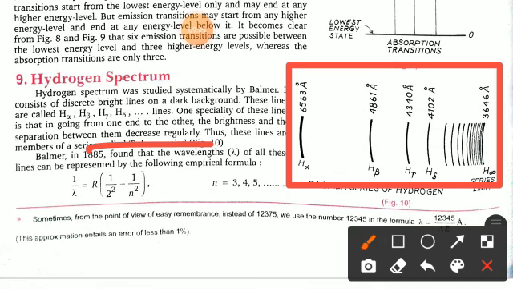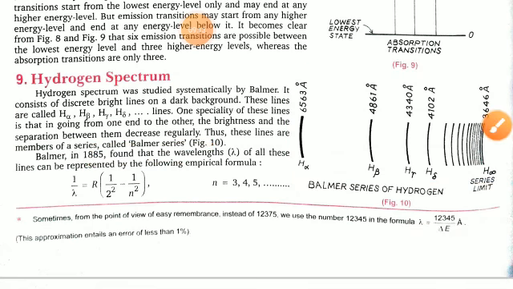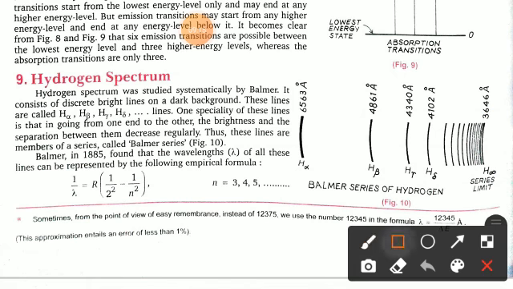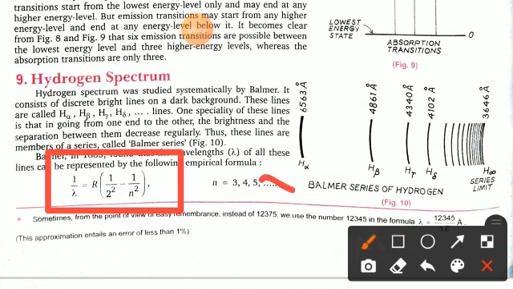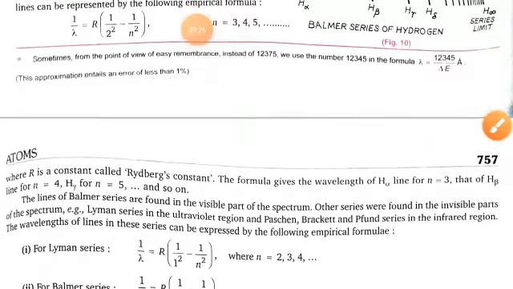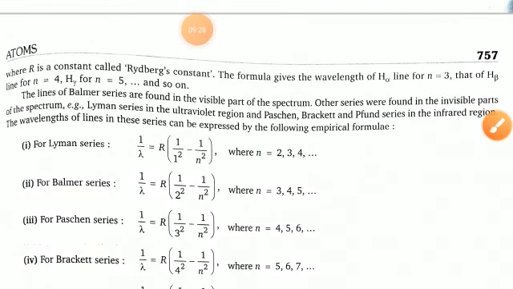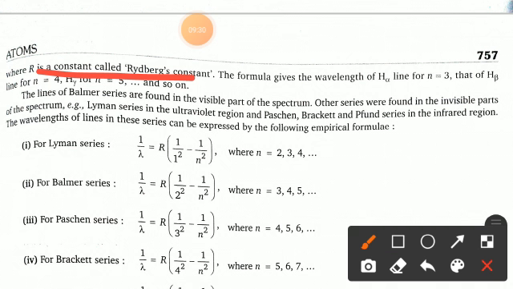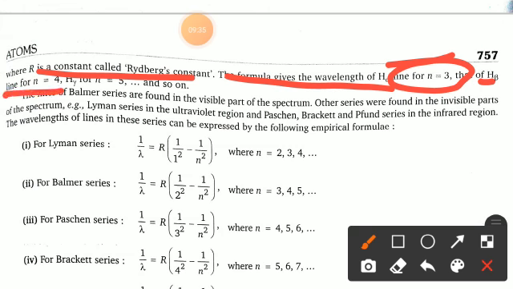Now Balmer in 1885 found that the wavelength lambda of these lines can be represented by the following empirical formula. Just remember this formula: 1 by lambda is equal to R times (1 by 2 square minus 1 by n square). Clear? This is the Balmer hydrogen spectrum. You know very well what R is. R is the Rydberg constant. This formula gives the wavelength of the H alpha line for n equals 3, H beta for n equals 4, H gamma for 5, and so on.